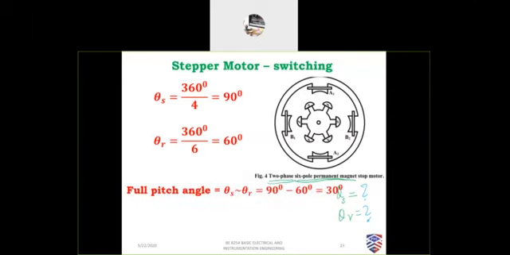So the number of poles is 4, 90; poles is 6 here, 60. So the full pitch is 90 minus 60, 30. It's only the difference, so as I said, not minus. So half pitch is 15 degrees. Suppose we increase the number of poles, then again it will change.